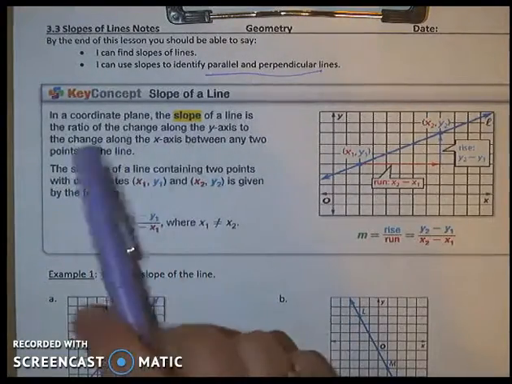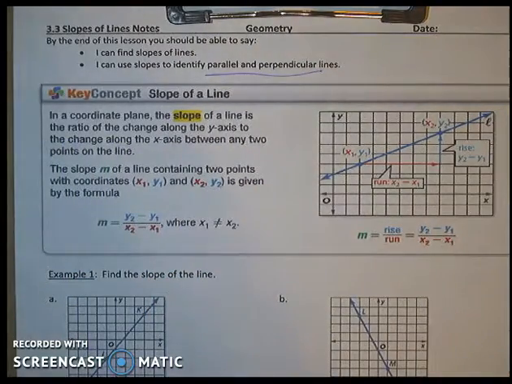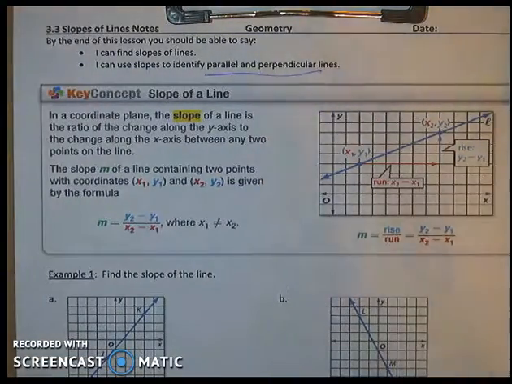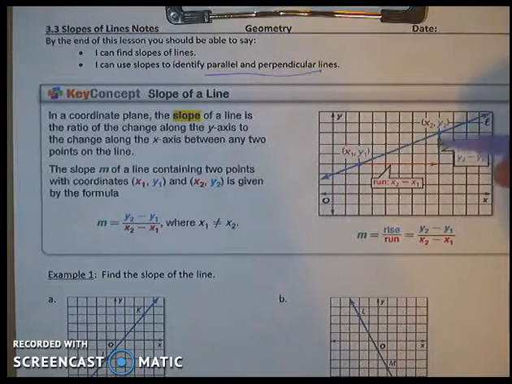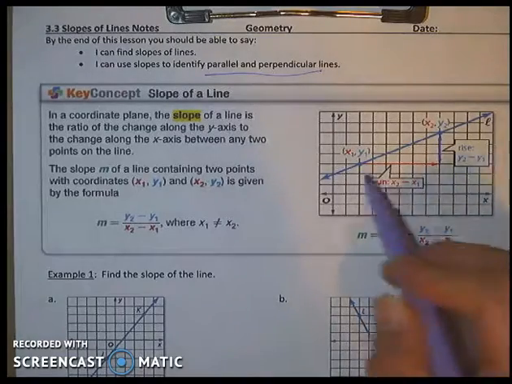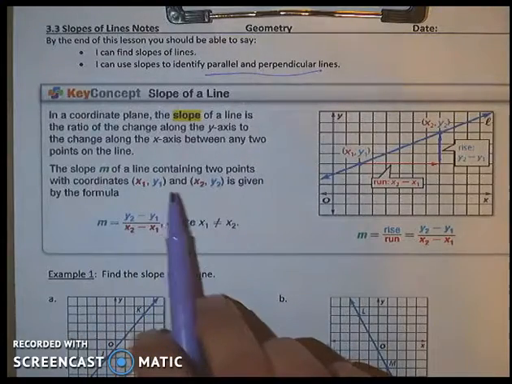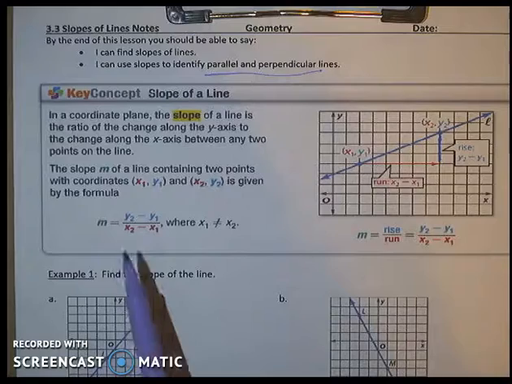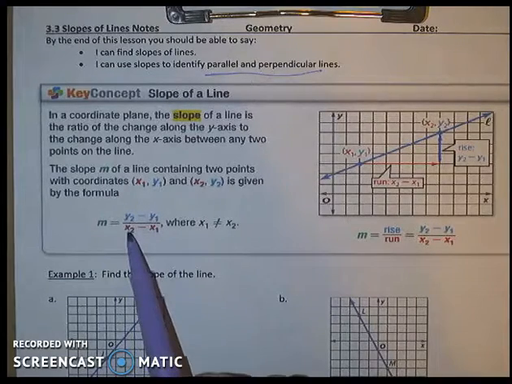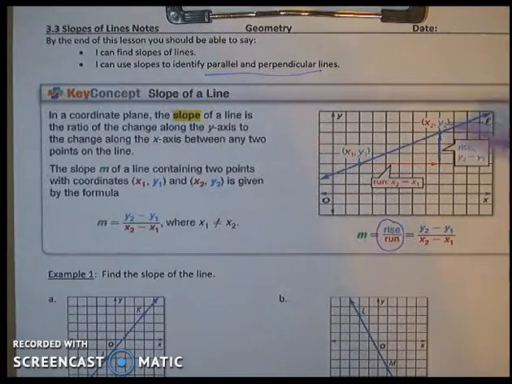In the coordinate plane, the slope of a line is the ratio of the change along the y-axis to the change along the x-axis. So it's the change in y over the change in x. We're looking at what happens here to here, rise, what happens vertically versus what happens horizontally. So the slope of a line containing 2 points (x1, y1) and (x2, y2) is given by the formula y2 minus y1 over x2 minus x1. Remember, slope is rise over run. How much do you change up and down versus how much do you change left and right?